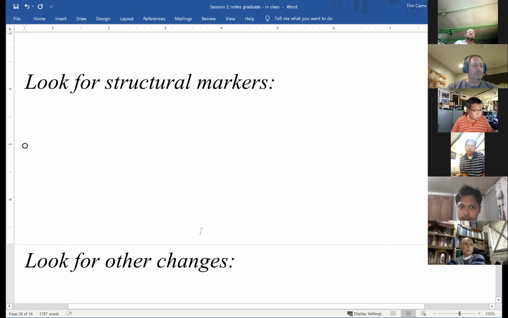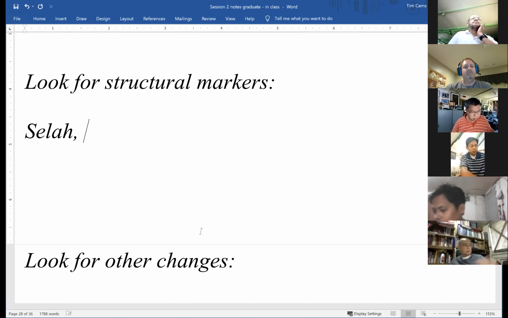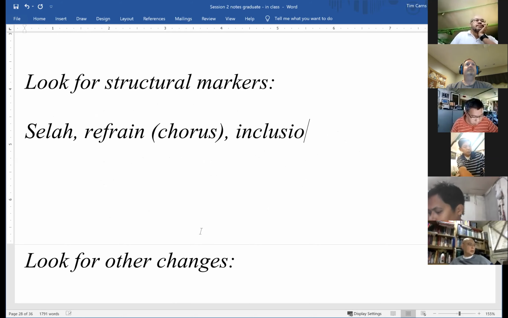Looking for structural markers. Again, do we see any Selah here or any refrain, that is, like a repeated chorus? Inclusio. Holy is he. Okay, who said that? I said that, Pastor Tim. Harris. Oh, there you are, Brother Harris.